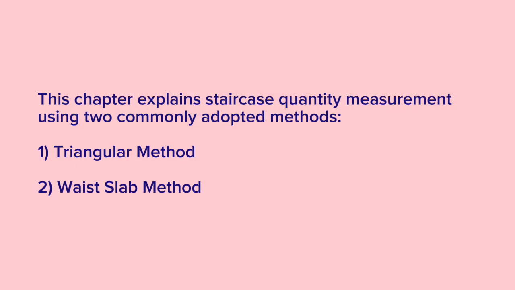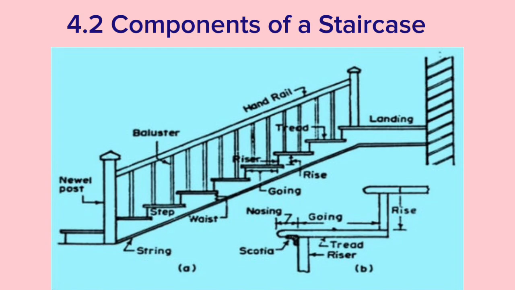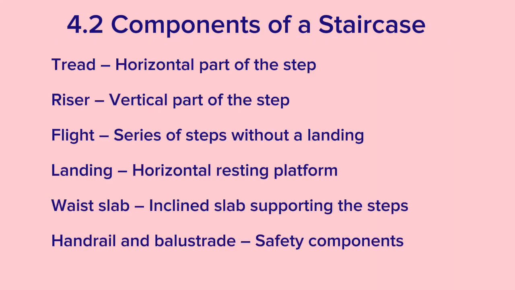Components of a staircase. Before doing any calculation, we must understand the main components of a staircase. The main components are: tread, it is the horizontal portion of a step where we place our foot. Riser, it is the vertical portion of a step. A flight is a series of steps without any landing. A landing is a horizontal platform provided between two flights. Waste slab, it is the inclined slab that supports the staircase steps in RCC staircases.